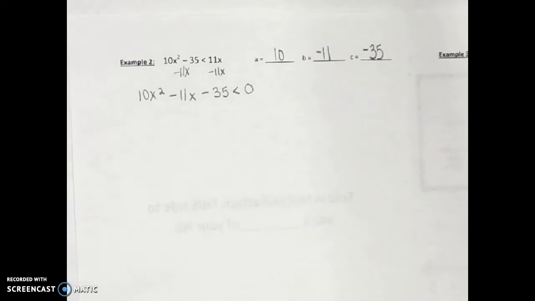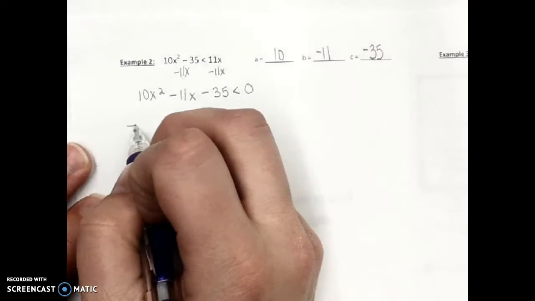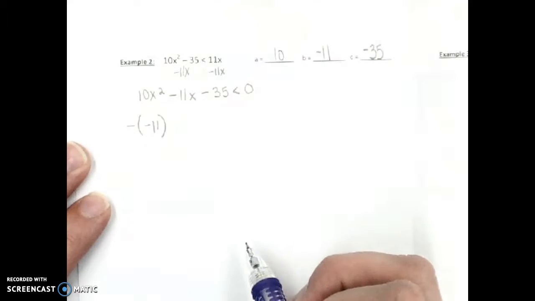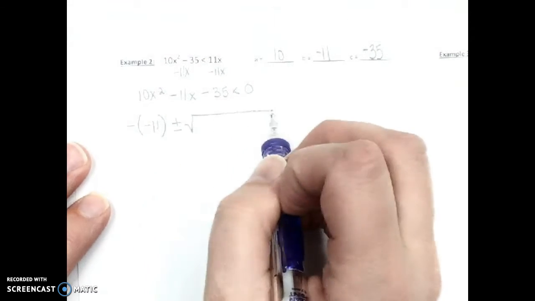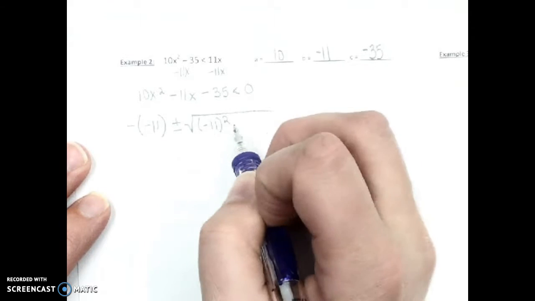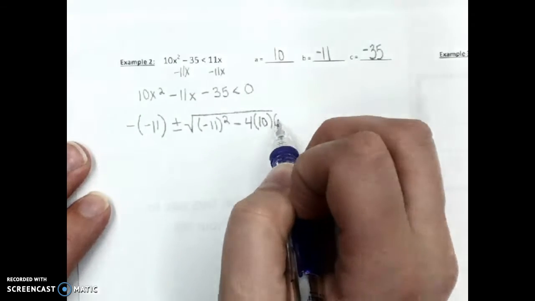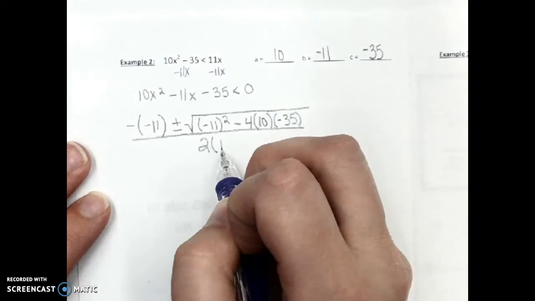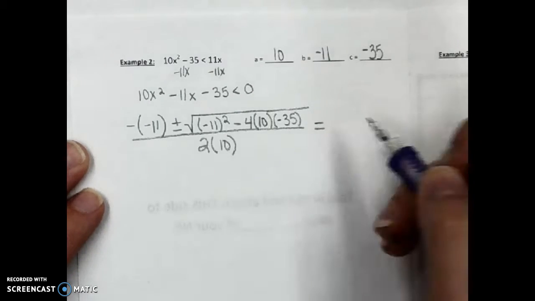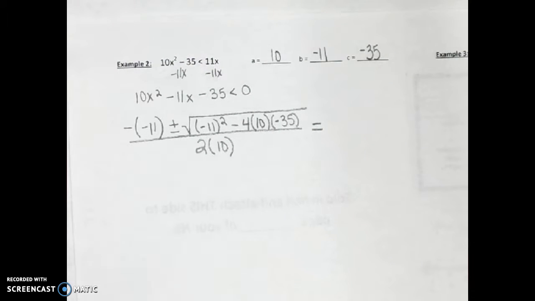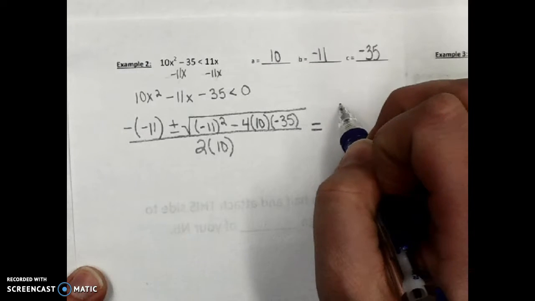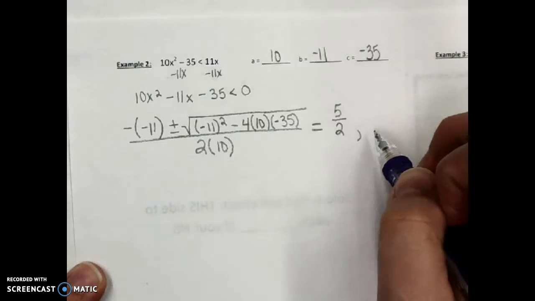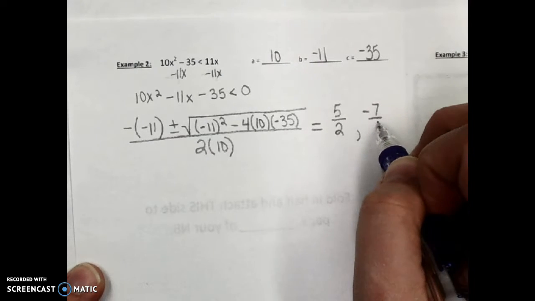So we're ready to put into our quadratic formula. Negative B plus or minus the square root of B squared minus 4AC all over 2A, which is 10. In order to find this, I'm going to use my calculator, and I plug into my calculator. When I plug into my calculator, I find I get 5 over 2, and I get negative 7 over 5.